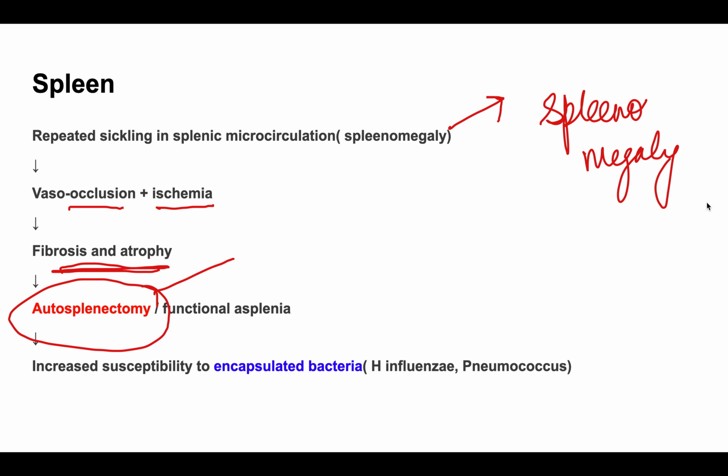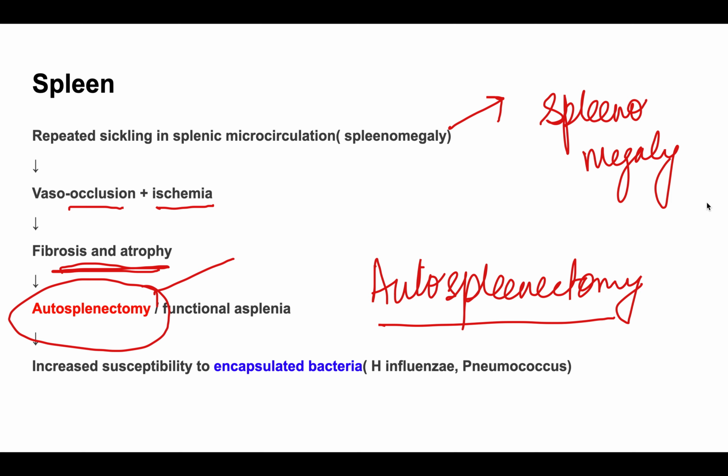What is autosplenectomy? Autosplenectomy takes place in sickle cell anemia due to vaso-occlusion of the spleen. So it is very important, the word autosplenectomy. Now the spleen is responsible for some immunity. Because the spleen is not there, there is increased susceptibility to encapsulated bacteria, especially H. influenzae and pneumococcus. So these are the features which will occur due to the spleen.